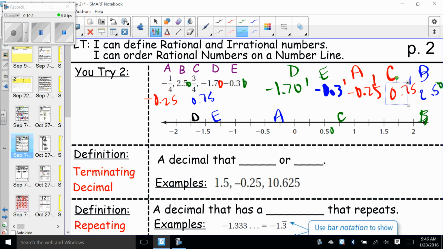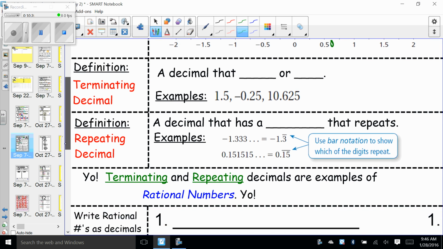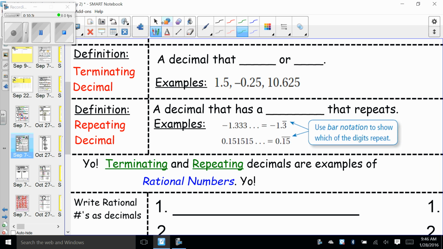So you should have D, E, A, C, B in order from least to greatest. So that's how we order rational numbers from least to greatest. Okay, guys, so let's move on. If that was too fast, you'll have to stop and go back, but we're moving on.